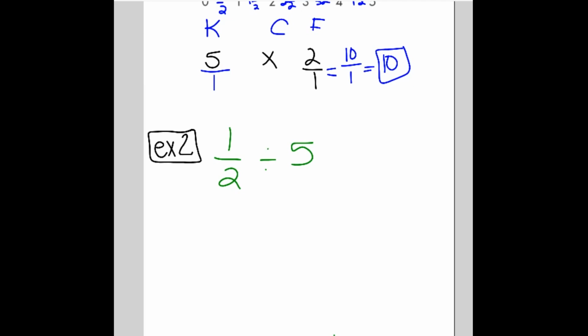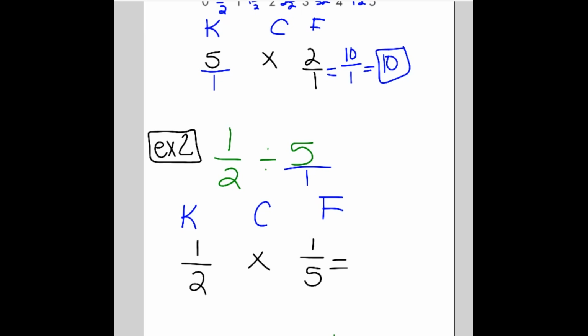Okay, example 2 says 1/2 divided by 5. This time we're just going to simply do our keep, change, flip. We keep the 1/2 the same. We change our division sign to multiplication, and we flip that 5/1 to say 1/5. Now we're going to multiply across. 1 times 1 equals 1, and then 2 times 5 equals 10. So our answer is 1/10.